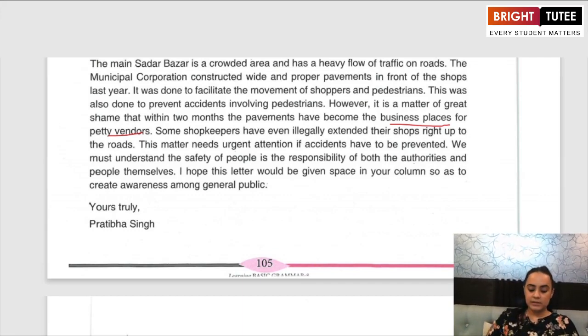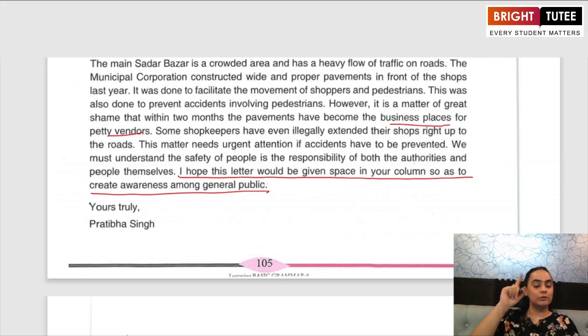We must understand the safety of people is the responsibility of both the authorities as well as the people themselves. I hope this letter would find a place in your columns so as to create awareness among the general public.